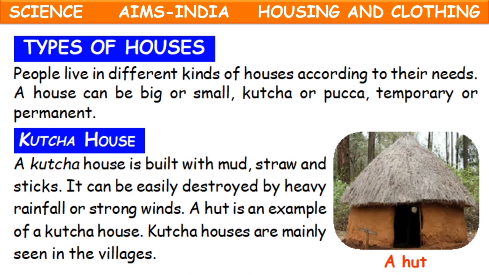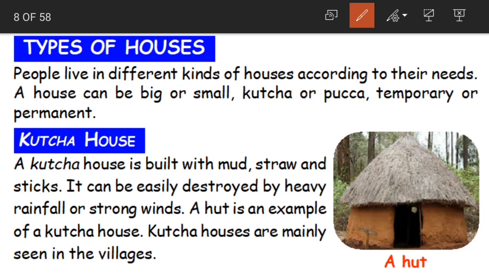Okay children, and in these houses also you have different types of houses. Basically we have 4 categories of houses. So what are they? There are small houses. A house can be big or small, kacha or pakka, or temporary or permanent. Okay, so these are the 3 categories here. So people live in different kinds of houses according to their needs.